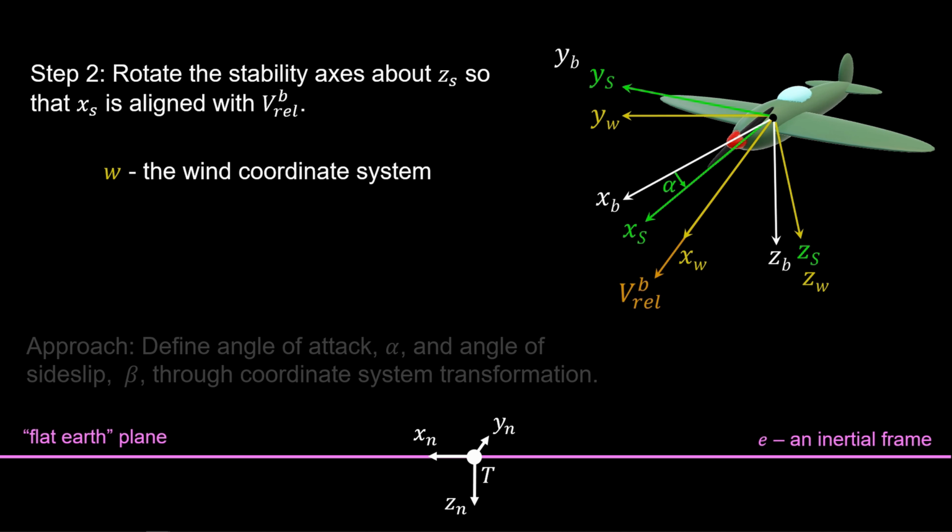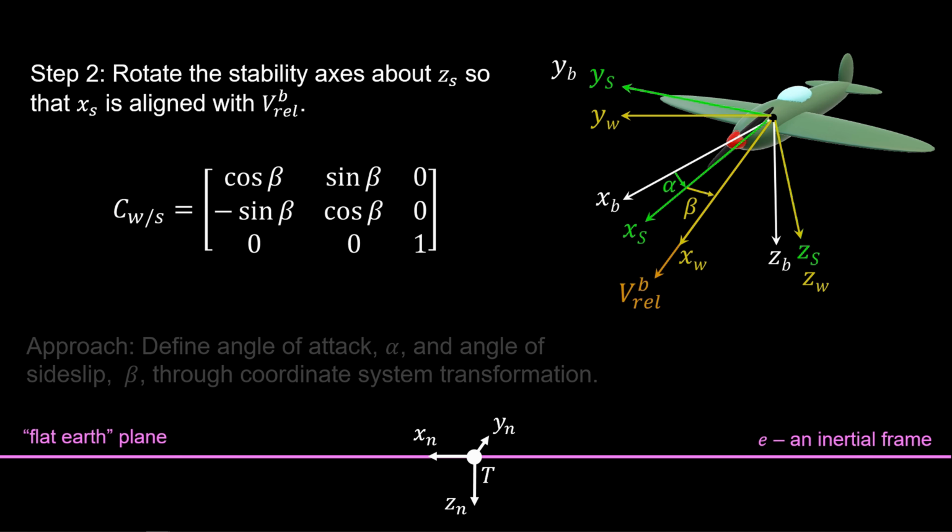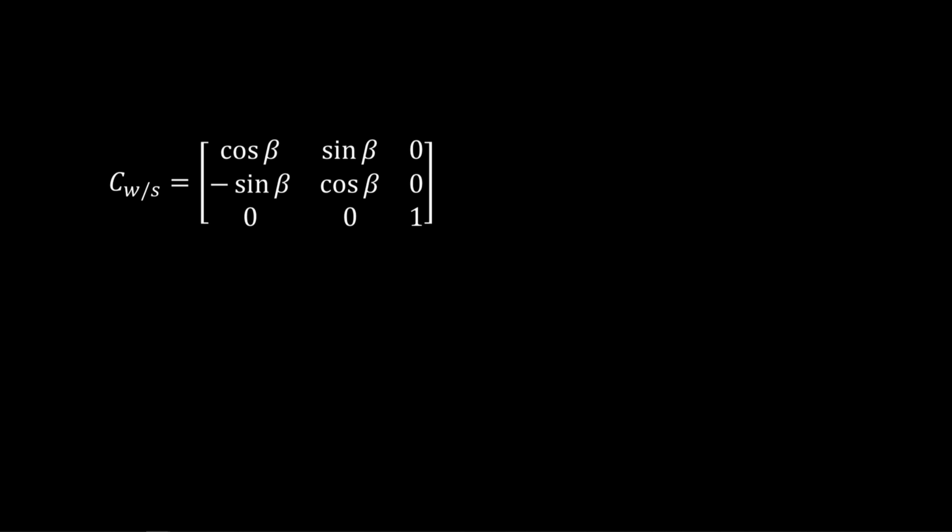The rotation through the angle beta is the angle of sideslip. Sideslip is positive when the relative wind is coming from the right, that is, in the pilot's right ear. As shown here, sideslip is negative. The transformation from stability to wind axes is with the z-axis planar rotation matrix about the angle beta.